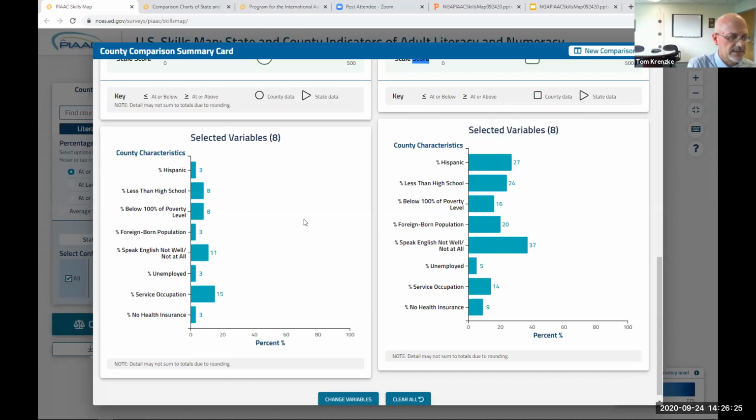For example, looking at the percentage who do not speak English well, one can see the difference in that percentage for the 2 counties, 37 for Nobles and 11 for Jackson. So this basically demonstrated how one can identify areas in your state that may initiate policies or further research toward improvements in adult skills in those areas. So I'm going to close out here.